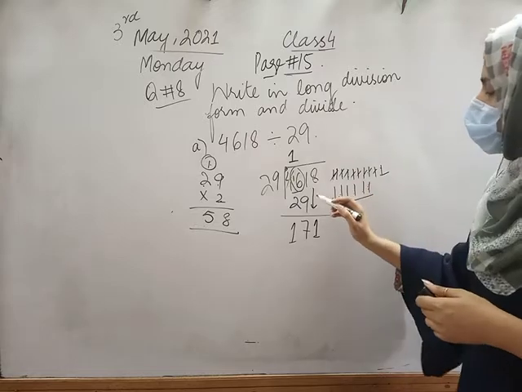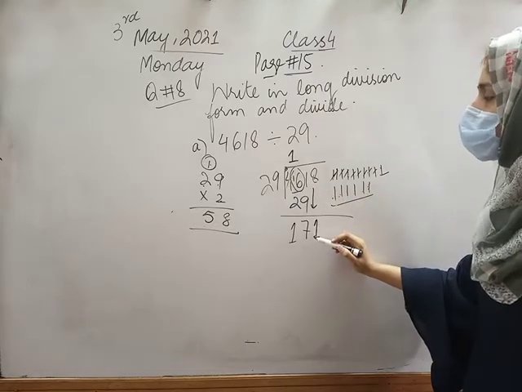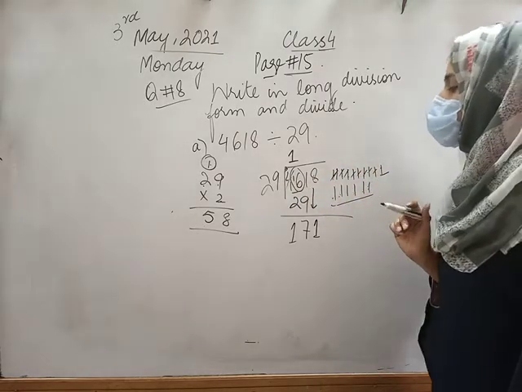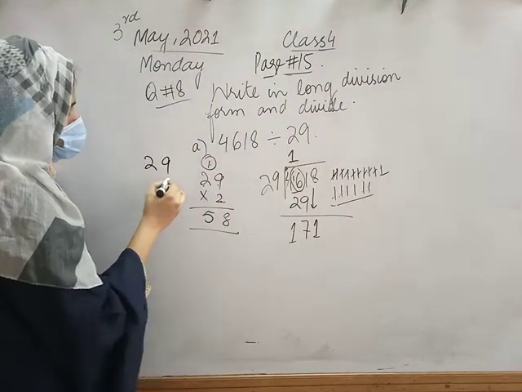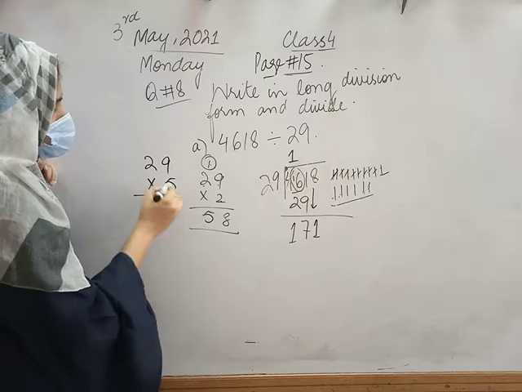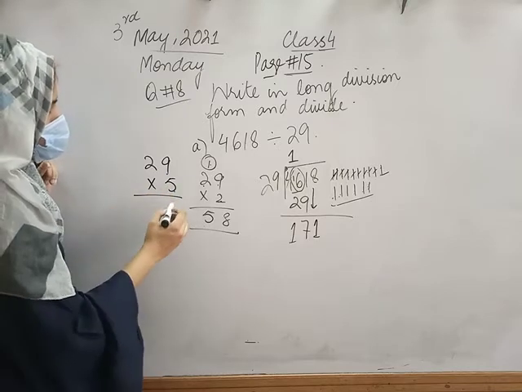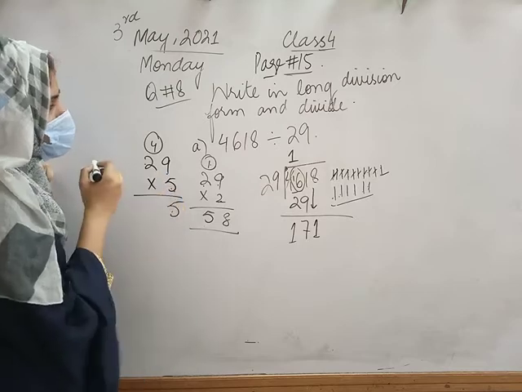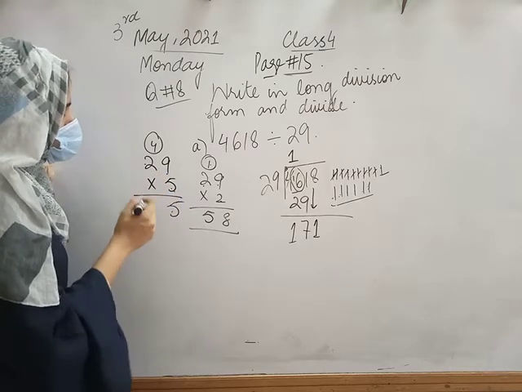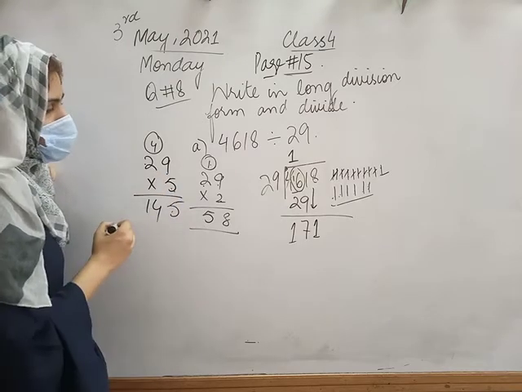Okay, this 1 will be brought down here. Now 29 5 times 5, 9 times is 45. 4 यहाँ कैरी हो जाएगा. 5 2 times 10 and 10 plus 4 is 14.